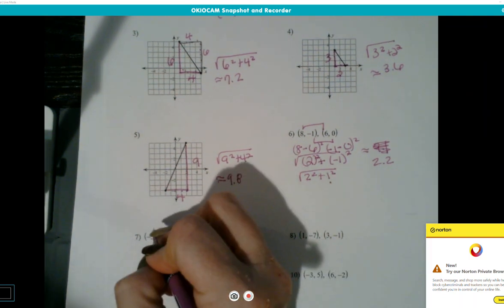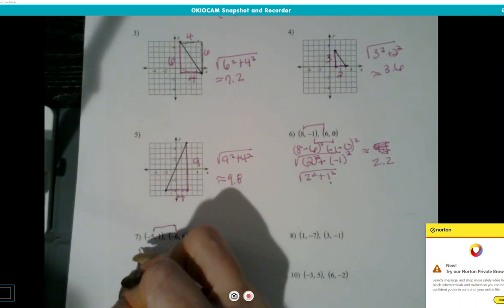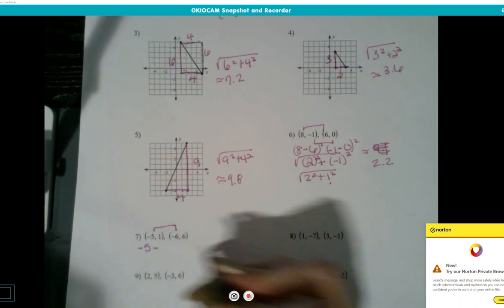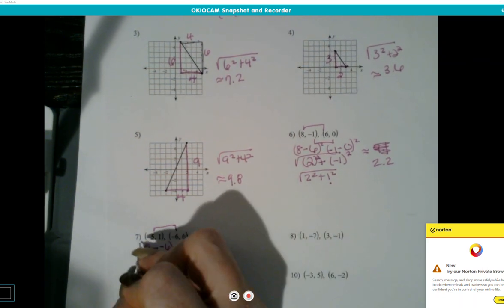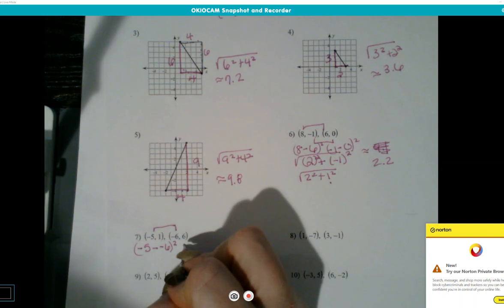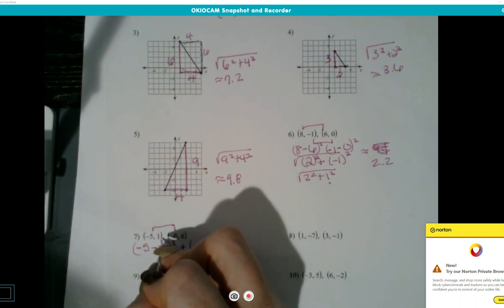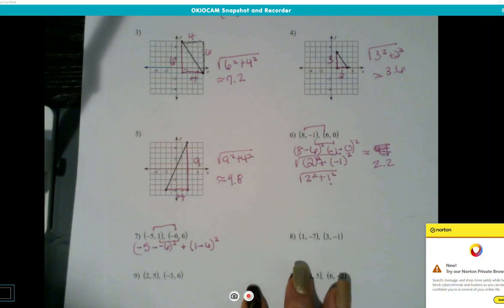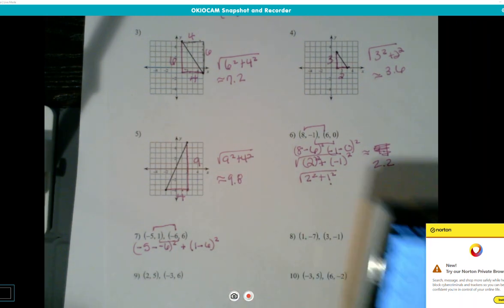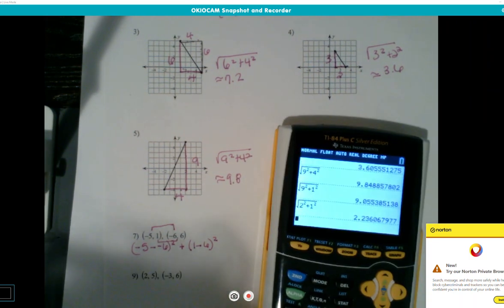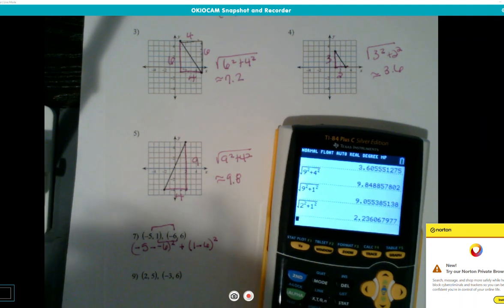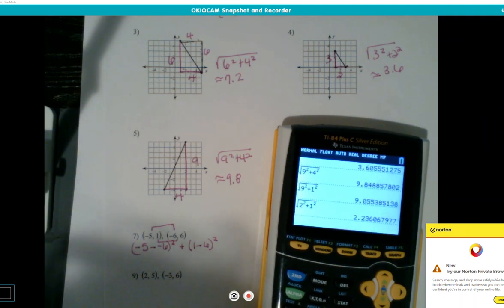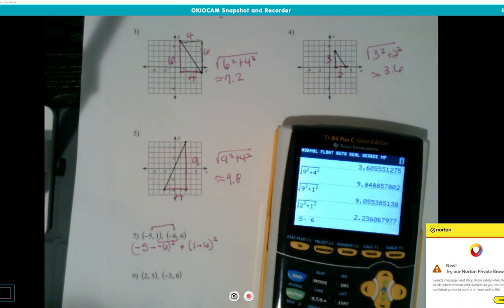So I'm going to say, how far is it from -5 to -6? So I'm going to say -5 minus -6, and I'm going to square whatever that number is. Plus, I'm going to say 1 minus 6, and I'm going to square whatever that number is. Again, I'm not worried about if it's negative. If you put it in there and square it with parentheses, you'll still get the right answer. But if you don't put parentheses in, you won't. So -5 minus -6, I'm typing in just what I see.